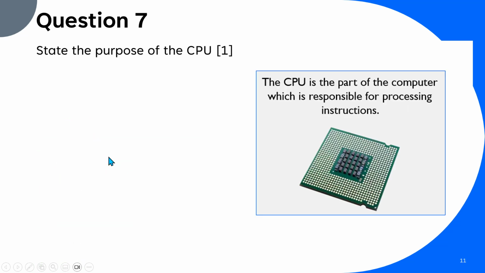Question 7. State the purpose of the CPU. Well, the job of the CPU is to carry out the fetch, decode, and execute cycle. Again, it's as simple as that. That's what happens in the CPU. That's why all those registers work together.